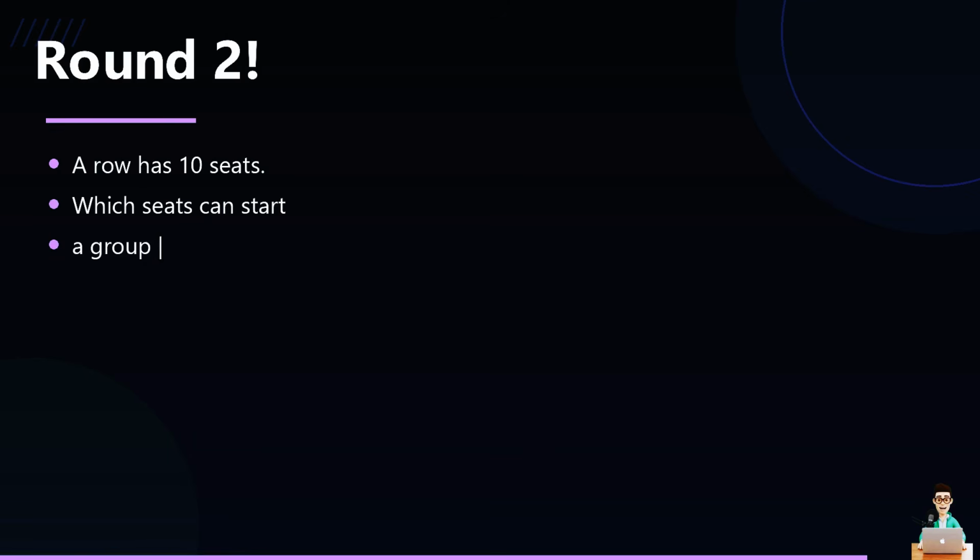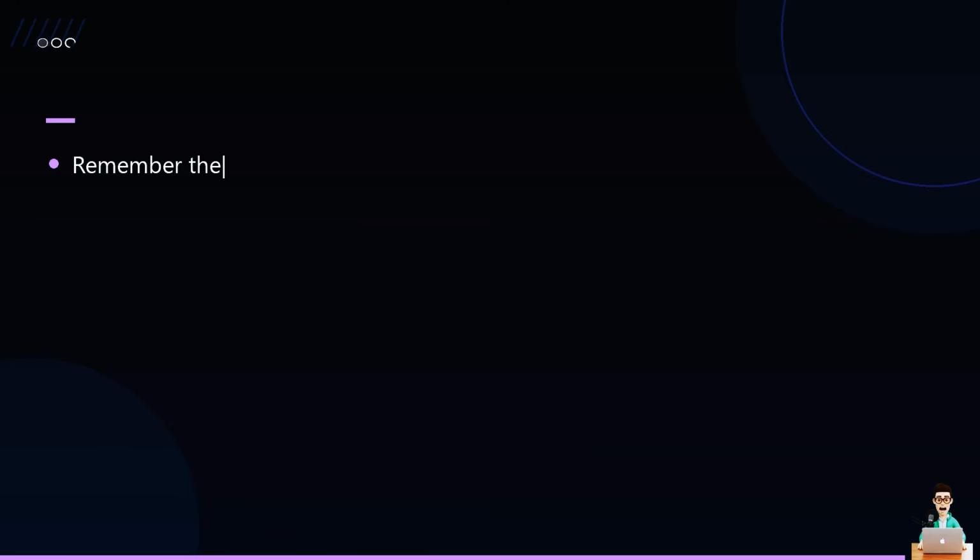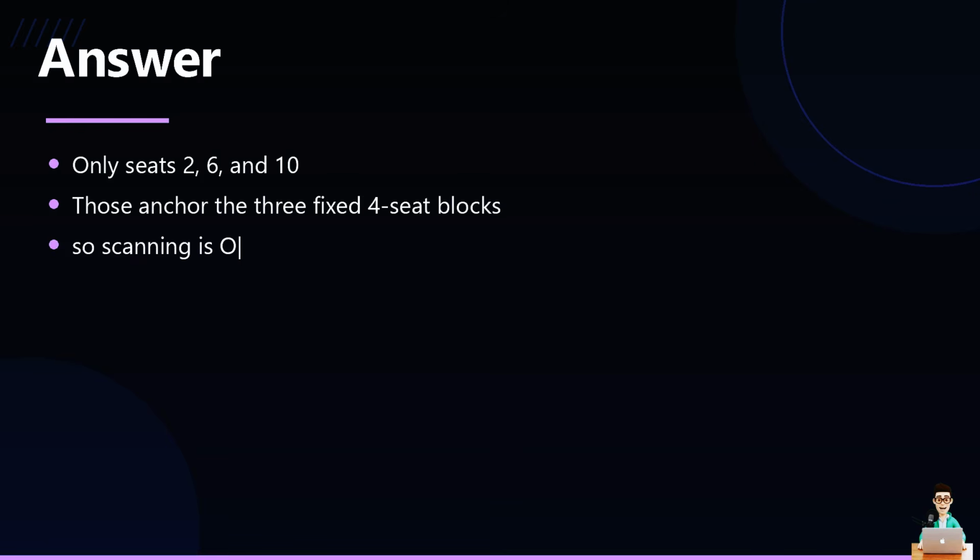Round 2. A row has 10 seats. Which seats can actually start a group of 4? Not every seat works here. Think about why. Then guess. Remember the rule about fixed blocks. Only seats 2, 4 and 6. Those anchor the 3 fixed 4-seat blocks, so we are never scanning the whole row. Just checking 3 fixed spots.